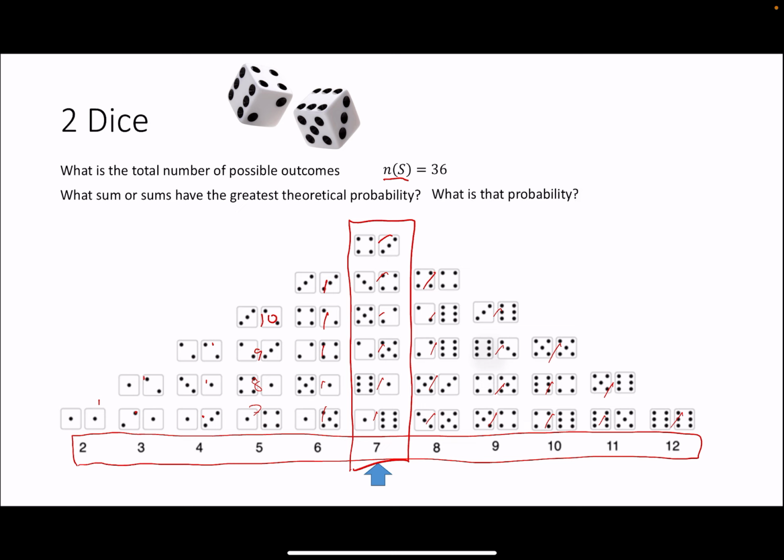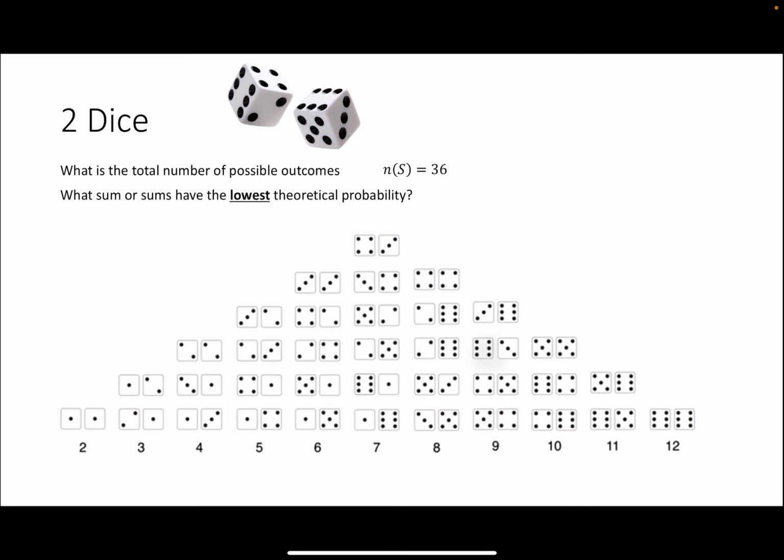What is that probability? Well, if A is 7 occurring, then that can occur in 1, 2, 3, 4, 5, 6 ways. So N(A) over N(S) is 6 over 36, which is equal to 1 over 6. We just simplified, right? 6 over 36, divide by 6, I get 1 over 6.